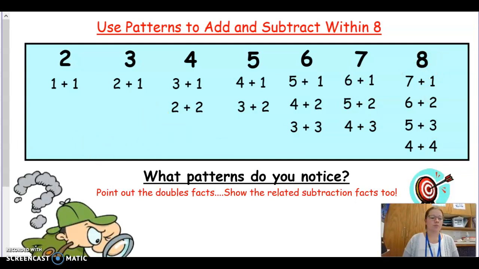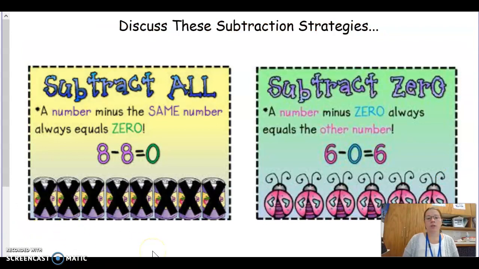All right. So some of the patterns that we're going to be looking at would be subtracting all. So a number minus the same number equals 0, right? So here it looks like they have some apple juices or something. 8 apple juices, and you drink all 8 apple juices, there's none left. Okay, and then this strategy over here, subtracting 0, a number minus 0 always equals that other number. So there are 6 ladybugs, and none of them fly away. There's still 6 ladybugs.